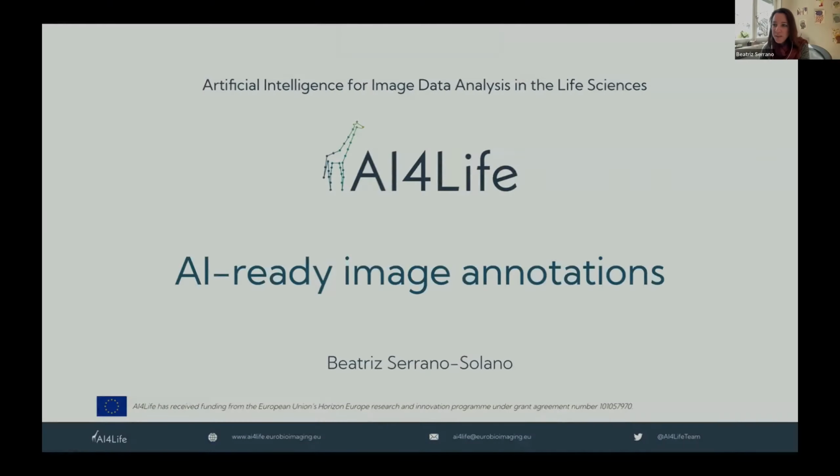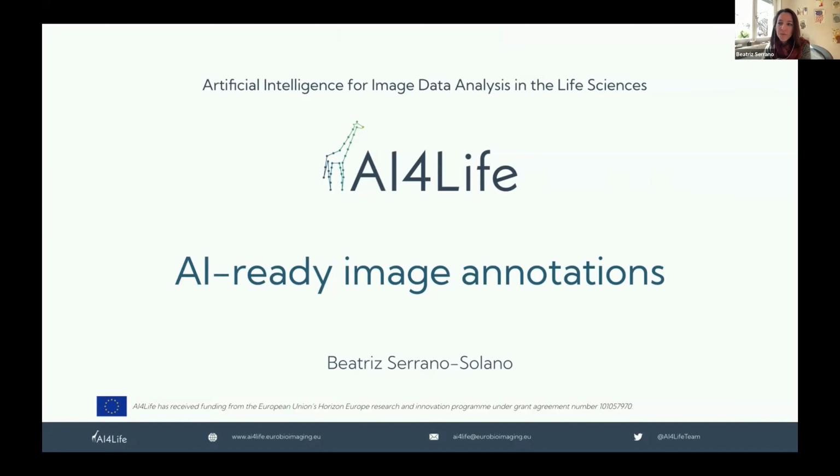Okay, so I'm here to talk a bit about AI for Life. This is a new European project coordinated by Euro-BioImaging and started last September. And in particular, I will focus today on highlighting some of the activities related to FAIR image data.